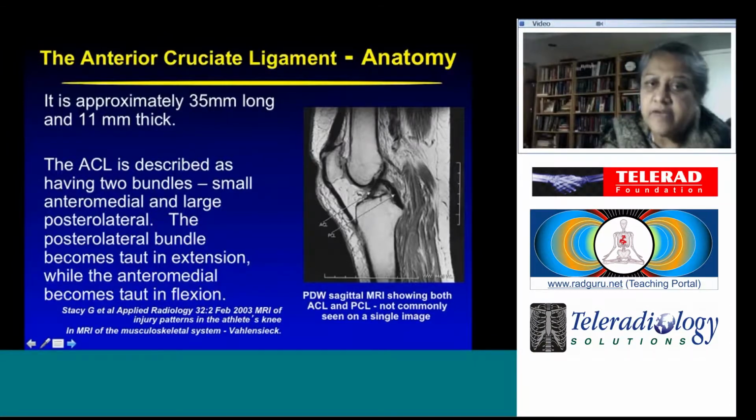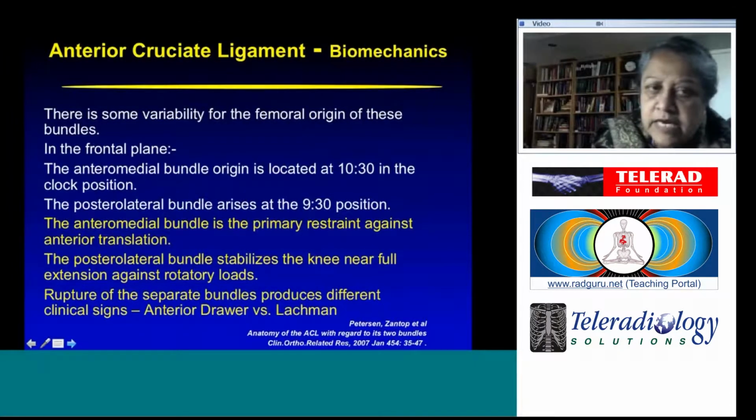Some variability for the femoral origin of these bundles is known. Now in the frontal plane, the anterior medial bundle is located at 10:30 in the clock position. The posterior lateral bundle arises at the 9:30 position.